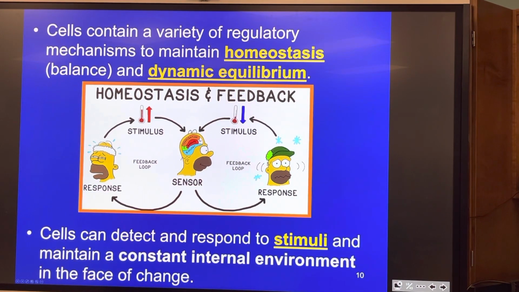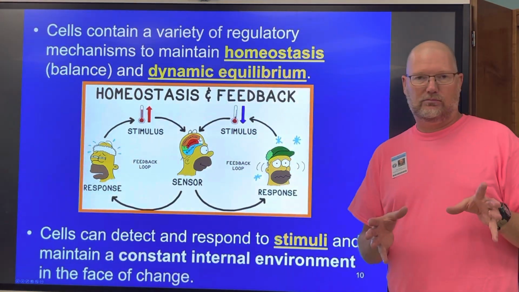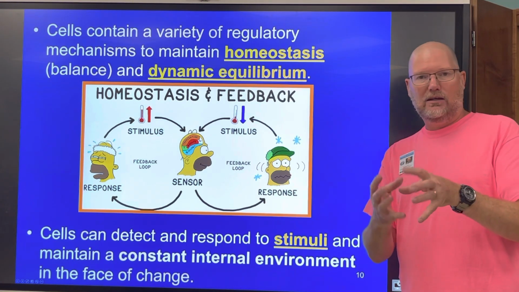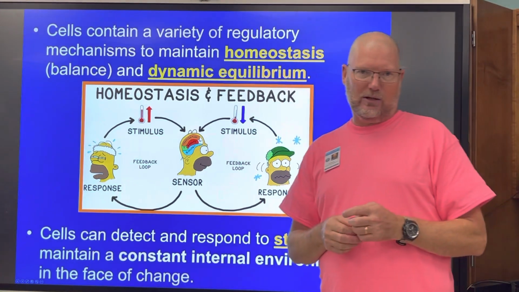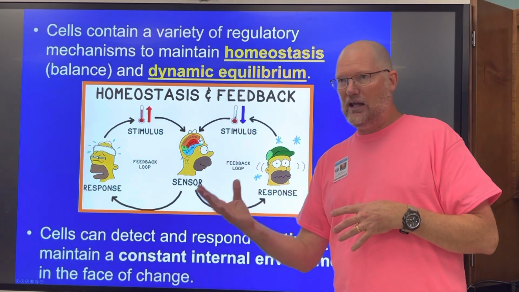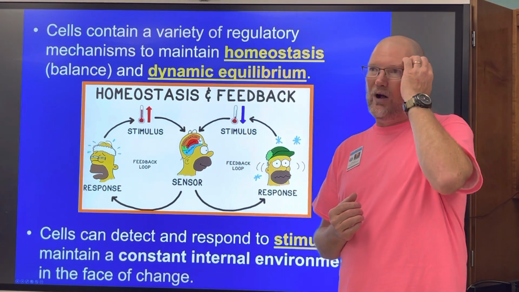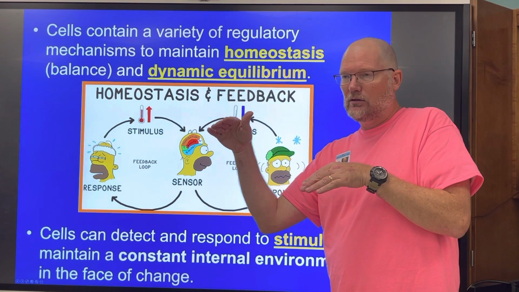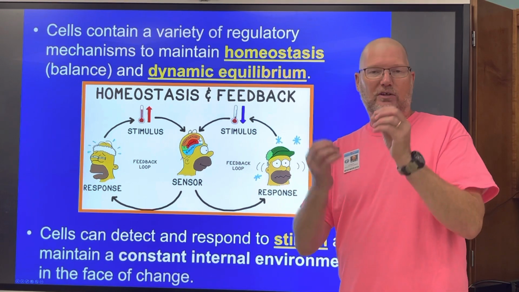Now, cells contain a variety of regulatory mechanisms to maintain what, that homeostasis word. And the funny thing is that homeo, and this is Homer Simpson, so ha ha ha. That homeostasis means balance. Balance in the body, balance in the cell itself. Different level of balance. It's also called dynamic equilibrium. So dynamic means changing, but changing in order to maintain stability. So if one thing starts to get out of whack, the system comes into play and fixes it back to equilibrium. That's the dynamic equilibrium.